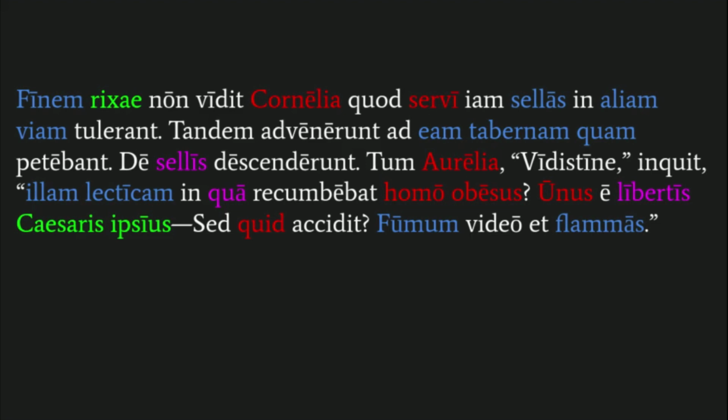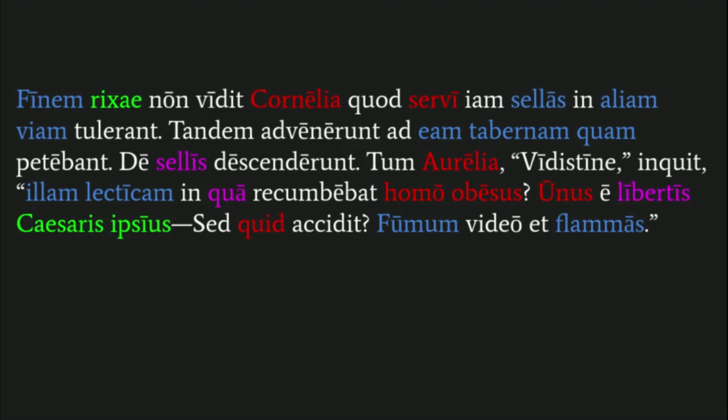Because the antecedent would probably be Cornelia, right? But Cornelia is feminine, and we said if quod is a relative pronoun, it needs to be neuter. There's no neuter word here for it to refer back to. Finem, rixa, none of these are neuter, so it can't be a relative pronoun. It's not referring back to anything. In other words, it has no neuter antecedent. So this is how we know it's a conjunction. It just means because. It's joining the two clauses together.